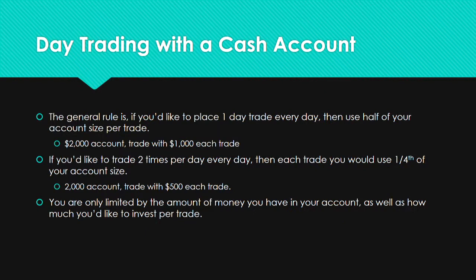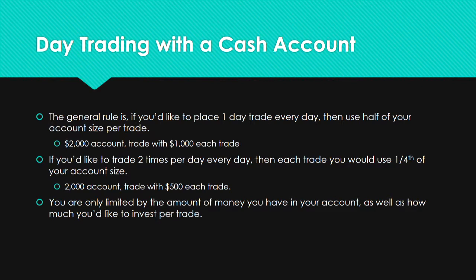So the general rule with a cash account is, if you want to day trade, if you'd like to place one day trade every day, then you have to use half of your account size. Like in the previous example, if you have a $2,000 account, then each day you can trade with $1,000 and still place one day trade every single day. If you would like to trade 2 times a day every single day, then each trade you use 1/4 of your account size. So if you have a $2,000 account, then each trade would be $500.